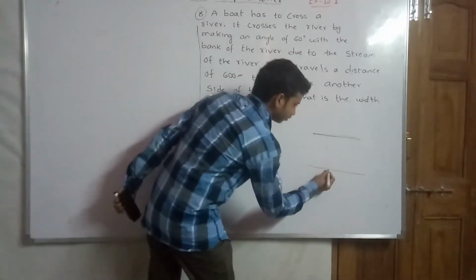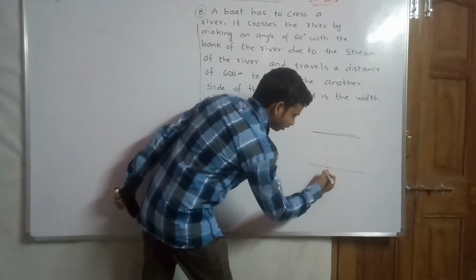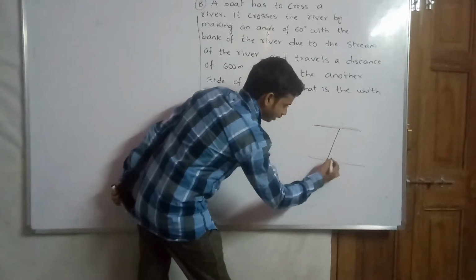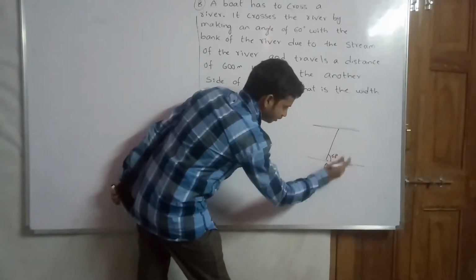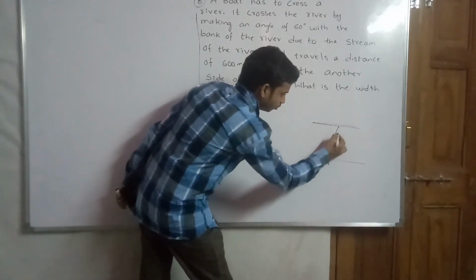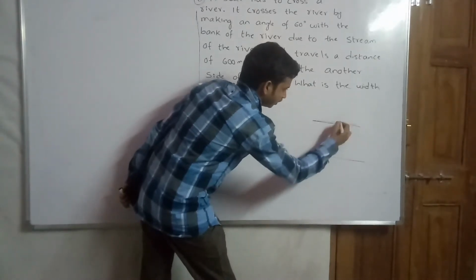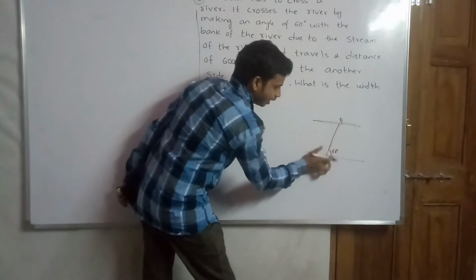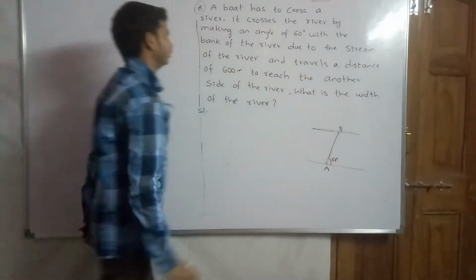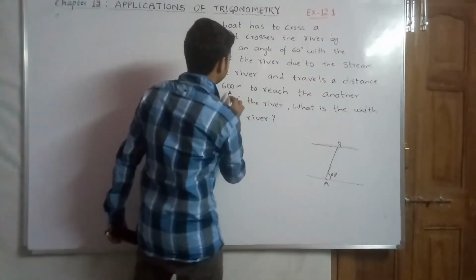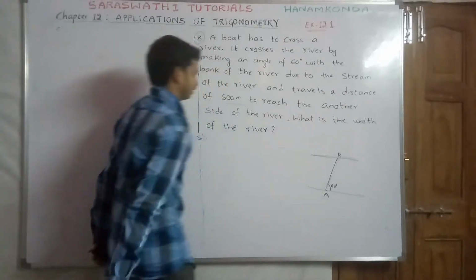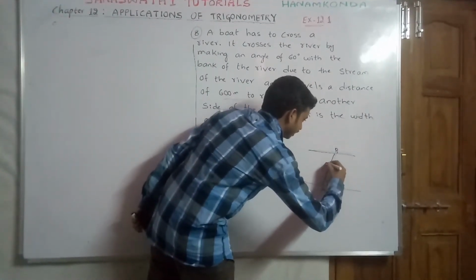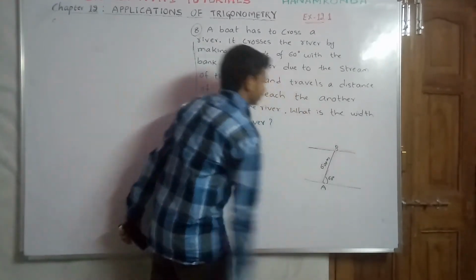It is given. So let A be the initial position of the boat. It crosses the river by making an angle 60 degrees with the bank of the river. So let AB be the distance traveled by the boat. It is given in the question, and it travels a distance of 600 meters to reach the other side. So the distance traveled by the boat, AB, is 600 meters.